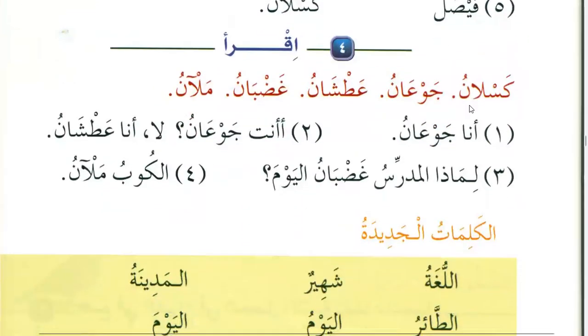Iqra, read. So here we will learn that those words which have alif noon at the end, we cannot use tanween with them. Miss Karima, read. Kaslan, lazy. Jawan, hungry. Atshan, thirsty. Ghadban, angry. Mal'an, full. Ana jawan. I am hungry. Anta jawan? Are you hungry? La, ana atshan. I am thirsty.